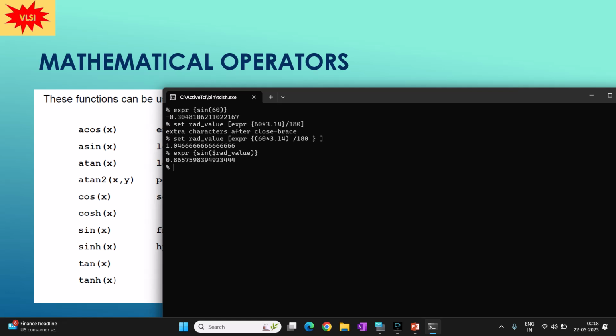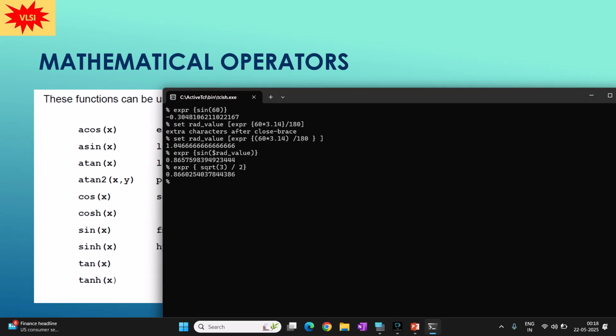So it's 0.8657 and so on. To check whether this value is correct or not, let's do this: expr square root of 3 divided by 2. Okay, so we are not getting exactly the same value, but yes, it's near to the same value.